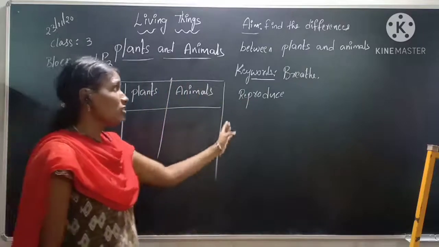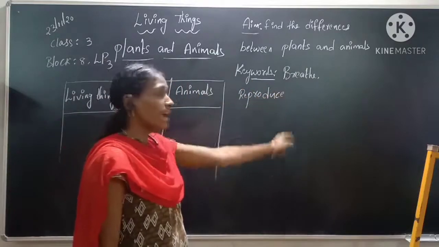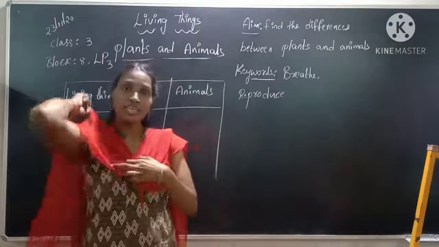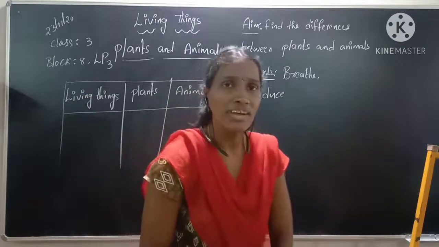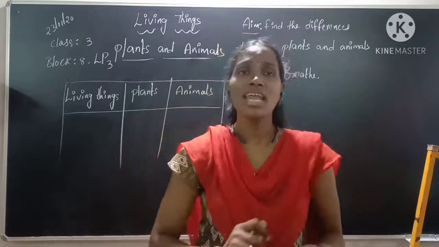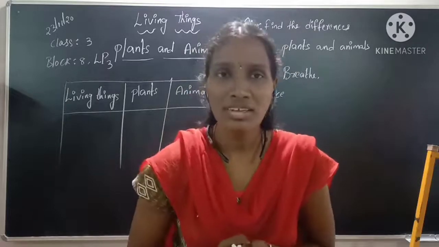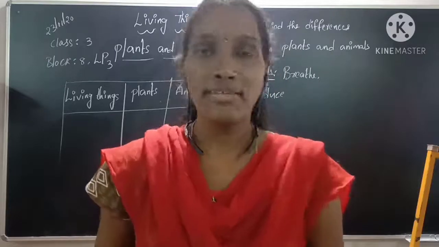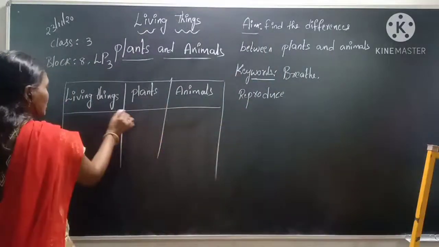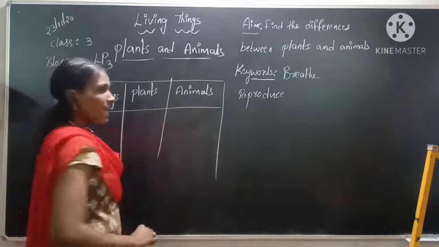Okay, what are the keywords? Those are breathe and reproduce. What are the keywords, children? Breathe, reproduce. Okay, tell me one thing. Are plants and animals both living things or non-living things? Yes, both are living things only, right? Both are living things, plants and animals.